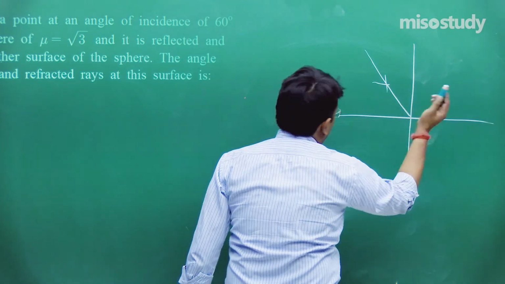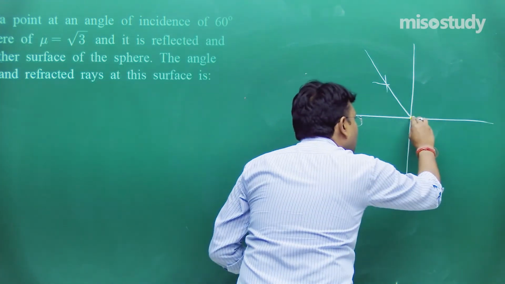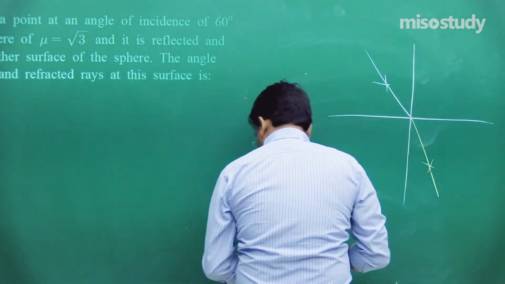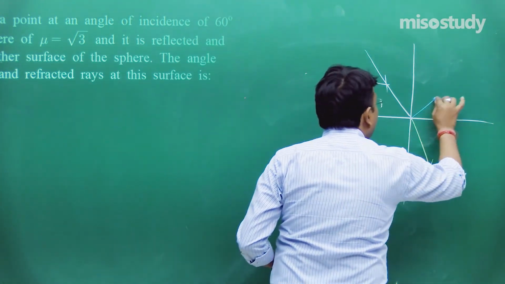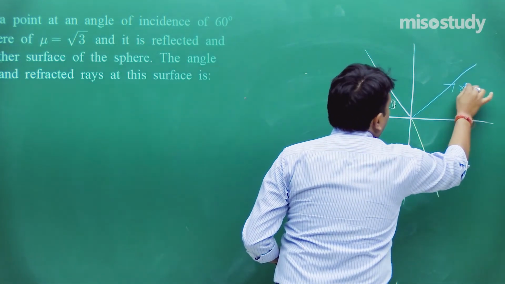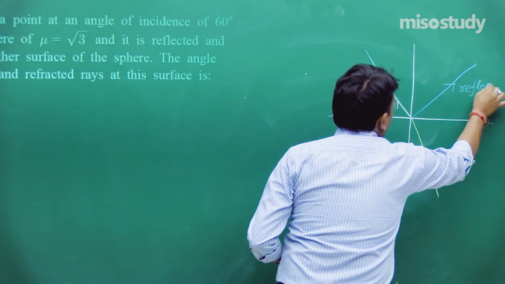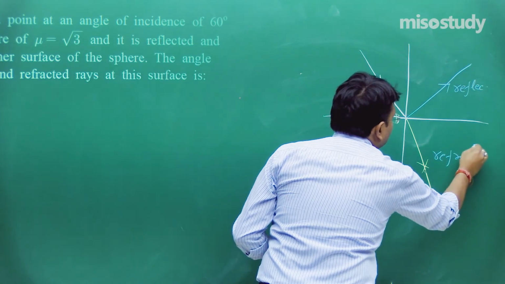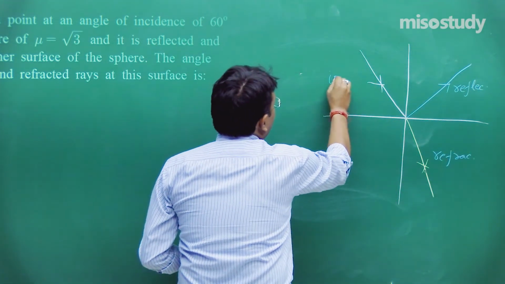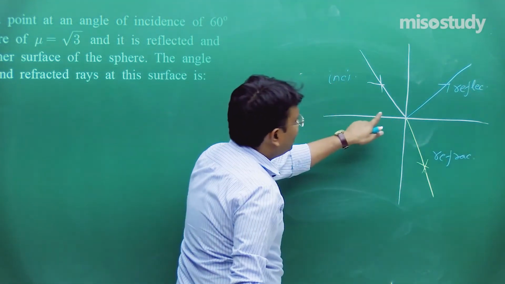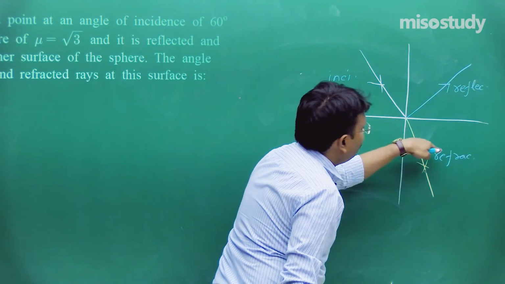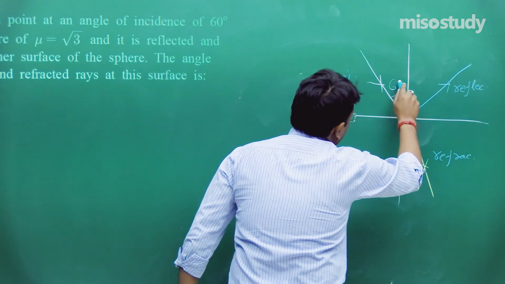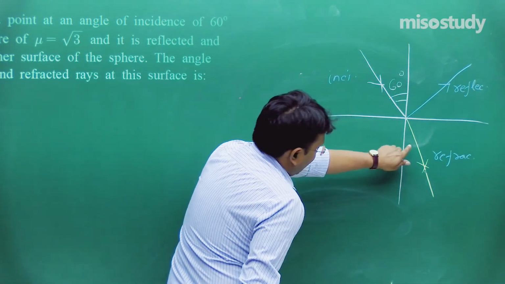Incidence, I am not going to draw the total diagram. Transmitted or refracted and reflected, and it is refracted, okay, and this is in C. So incident, reflected and refracted, fine. So angles are how much? 60, okay.